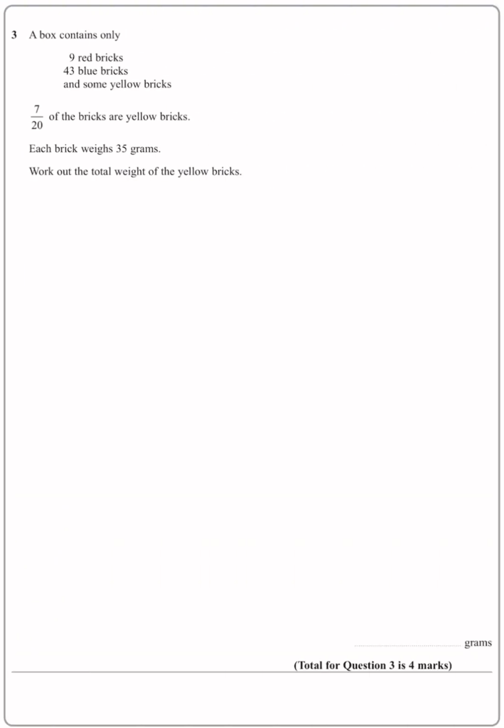Question 3. So a box with red bricks, blue bricks and yellow bricks. The total number of bricks, let's call that n, is going to be 9 plus 43 plus y. We know that 7/20ths of the bricks are yellow bricks, so 7/20ths of n will be equal to y. And essentially we have simultaneous equations.